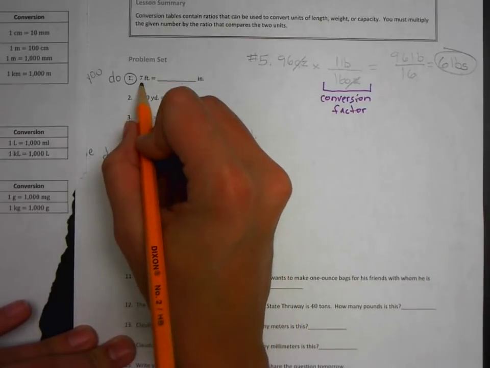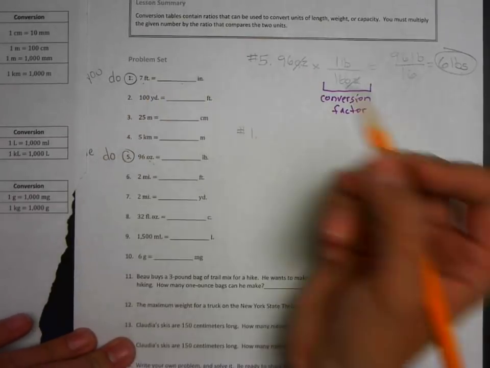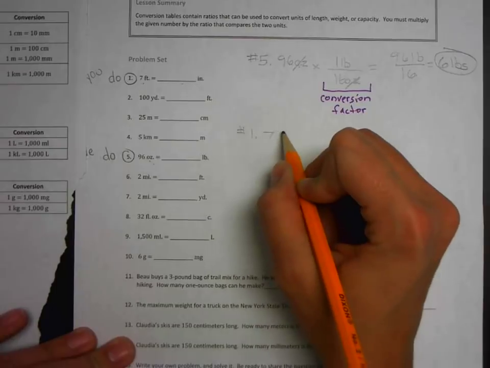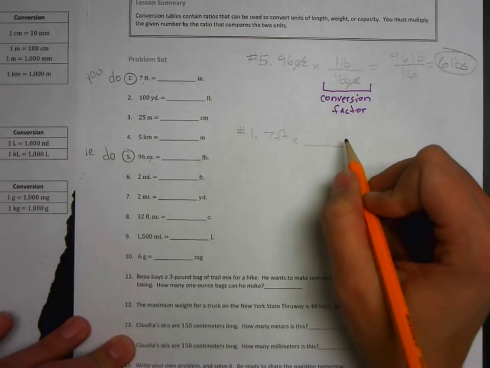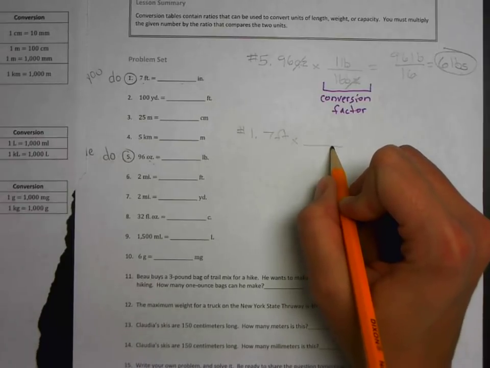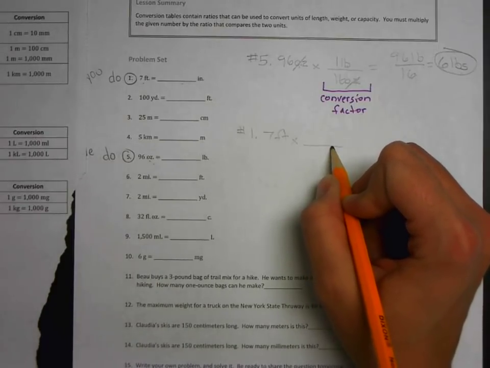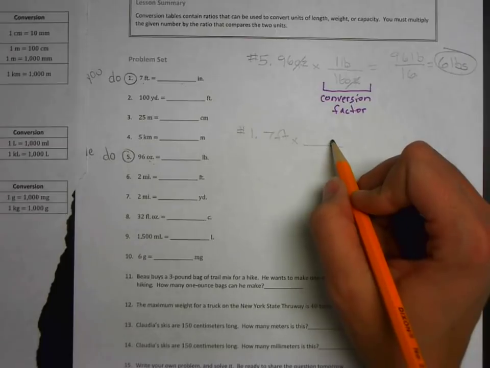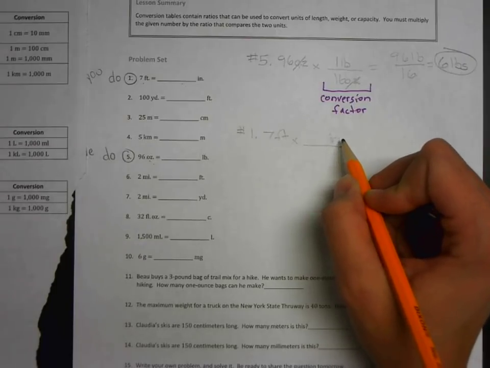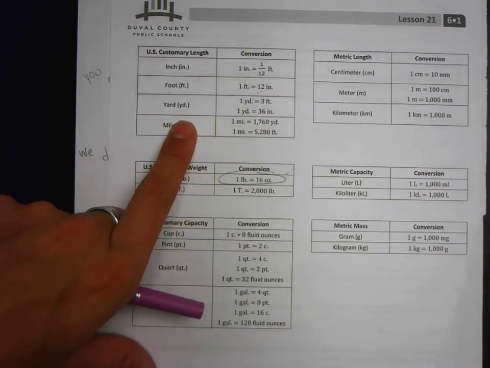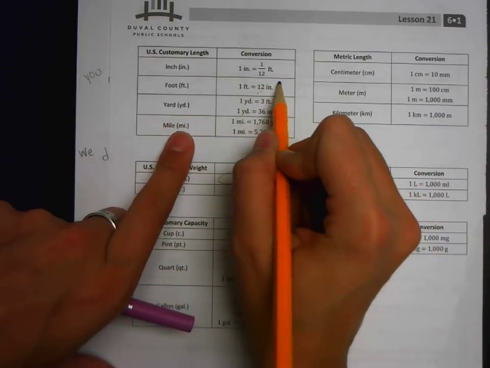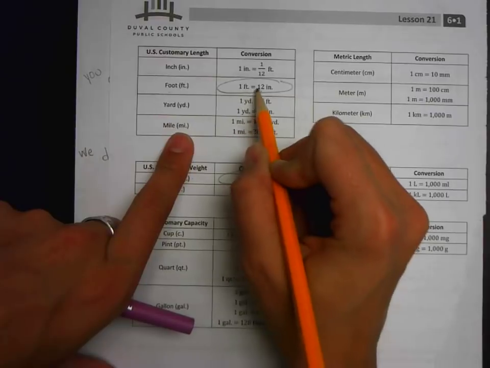So I have 7 feet, and I want to figure out how many inches are in 7 feet. So I'm going to write what I know, which is the 7 feet, and I'm going to multiply it by our conversion factor. My conversion factor, I know I want to find out how many inches are in 7 feet, so I want inches on top because that's what I want to find. When I look at my conversion factors here, okay, I'm going to use this conversion factor because 1 foot equals 12 inches.